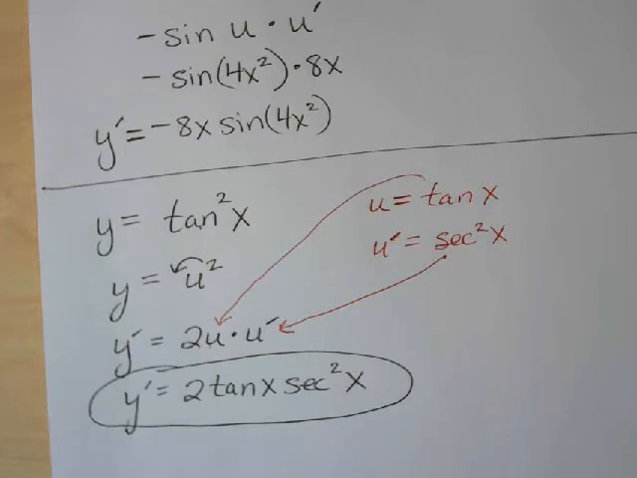The f of x part is cosine of something, and the g of x part is 4x squared. If it was just cosine of 4x, you'd still have to use chain rule. It'd be negative sine 4x and then times 4, because it'd be times the derivative of the inside part.